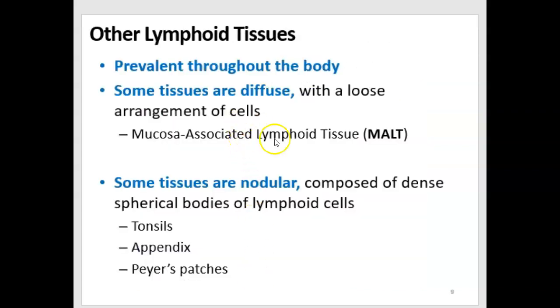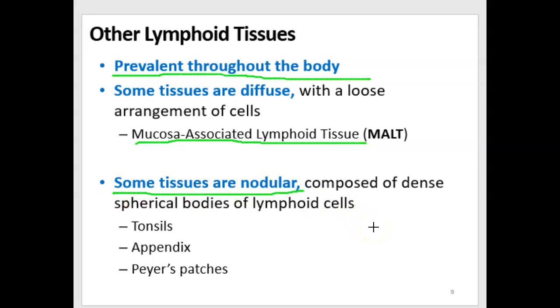Okay, let's talk about other lymphoid tissues. They are prevalent throughout the entire body. Some of these tissues are diffuse with a loose arrangement of white blood cells, and these are the ones that are associated normally with the mucosa of the digestive tract and the respiratory tract. But some tissues are nodular, and so there's more of a dense aggregate of the white blood cells, and they appear like spherical bodies, or like organs in and of themselves.